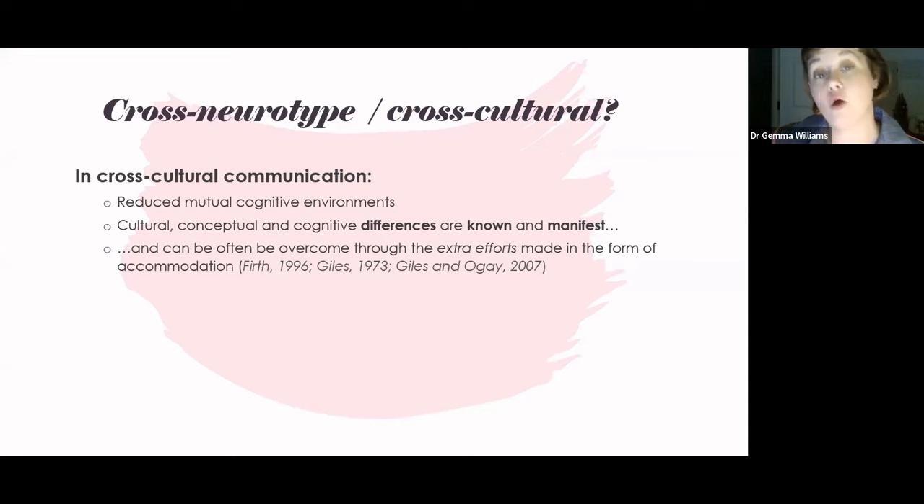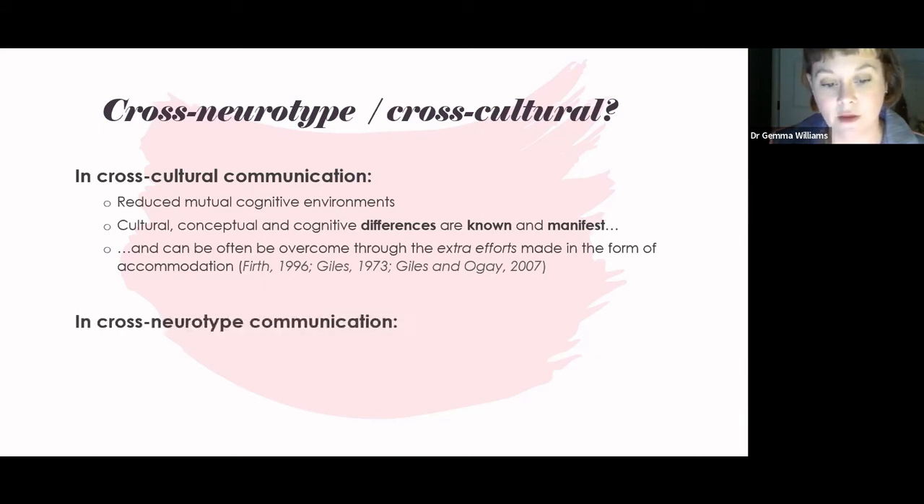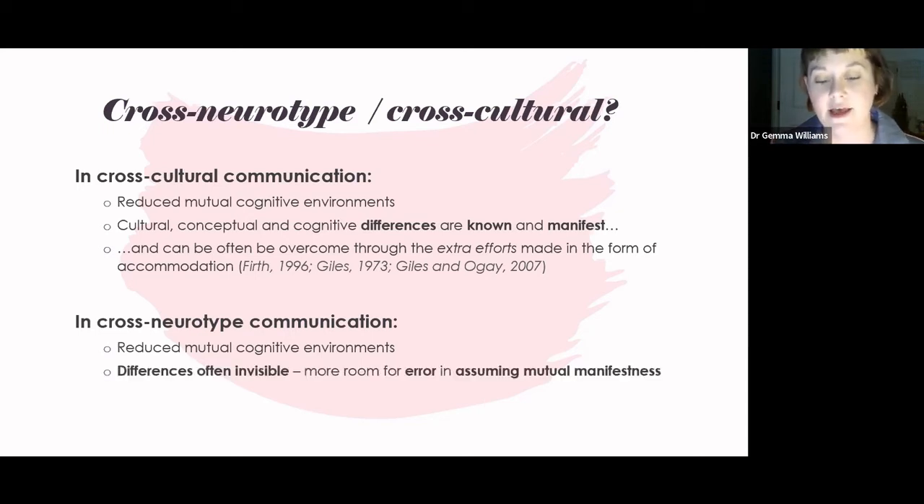And this can often be overcome through extra efforts made in the form of accommodation. Accommodation is a linguistic term that describes the process of moderating and changing your language to match the norms and the patterns of speakers around you. However, in cross-neurotype communication, there's still potentially a reduced mutual cognitive environment and less is mutually manifest, but the differences are often invisible. There's more room for error in assuming mutual manifestness, like in the terrible diagram on the previous slide.